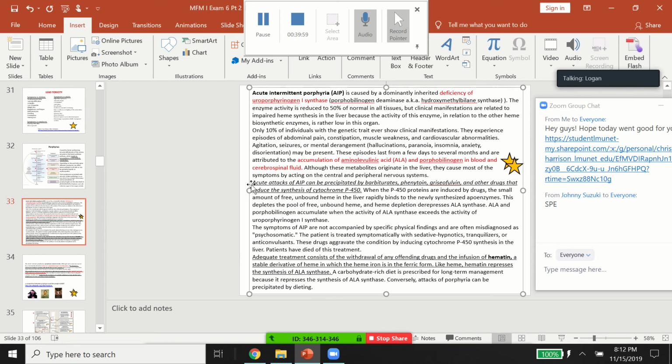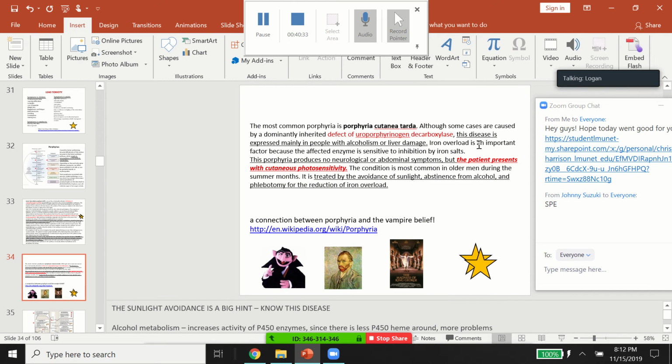Also, I thought this was important, and it may have been mentioned in a TBL before: acute attacks of this can be precipitated by barbiturates, phenytoin, and other drugs, because of induction of synthesis of P450. So keep that in mind as well. I also thought this hematin thing may be important, but I didn't really know about it, and I don't remember it being all that important. The things in red are super important. These other things, not so sure.